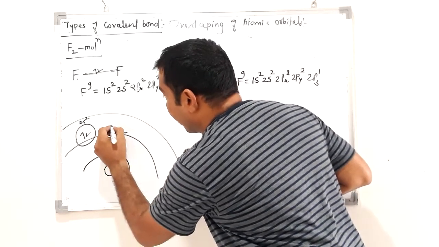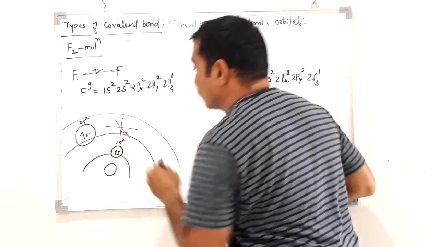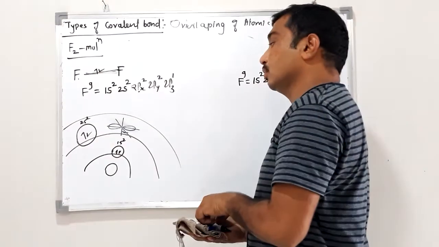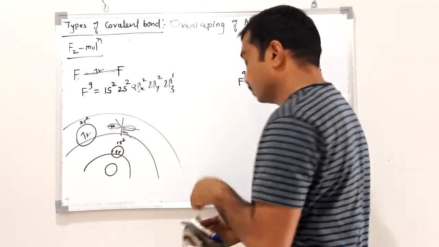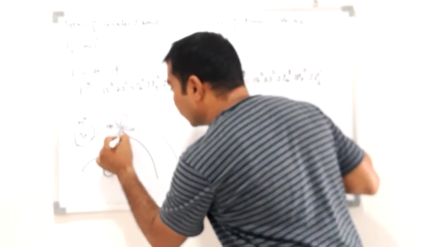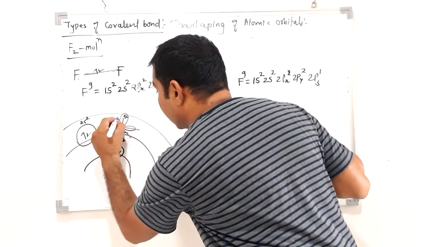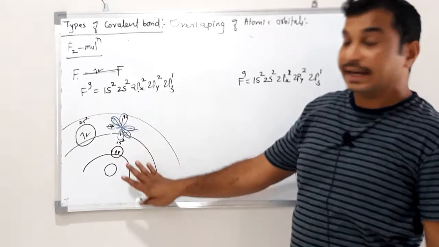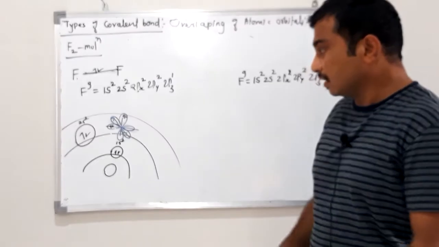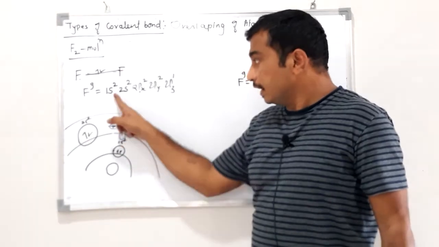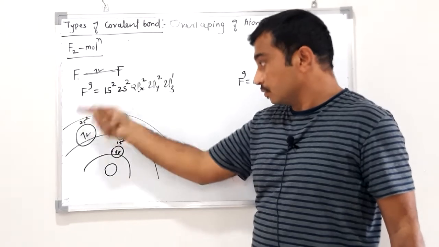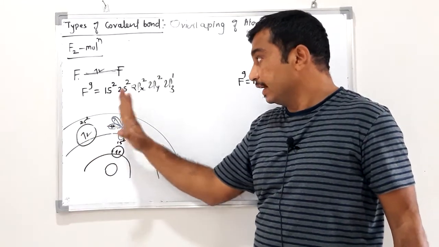Suppose these are the three, this is the dumbbell shape. 2px has 2 electrons, 2py is completely filled, and 2pz is singly filled. Okay, these are the distributions of electrons in different orbitals. Just imagine 2 electrons present in 1s, which is spherical, and 2 electrons present in 2s, the upper level.